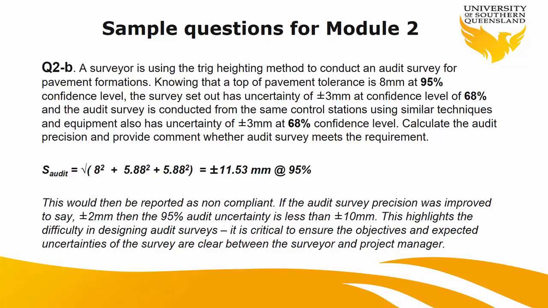Also for module 2, I usually have 2 or 3 questions, depends. The other question I'll probably give you is an audit survey type of question, where I give you the uncertainty of the survey, the uncertainty of your audit survey, and the uncertainty of, for example, a paving machine. Can you achieve, for example, in this case, plus and minus 10 at 95% confidence level?